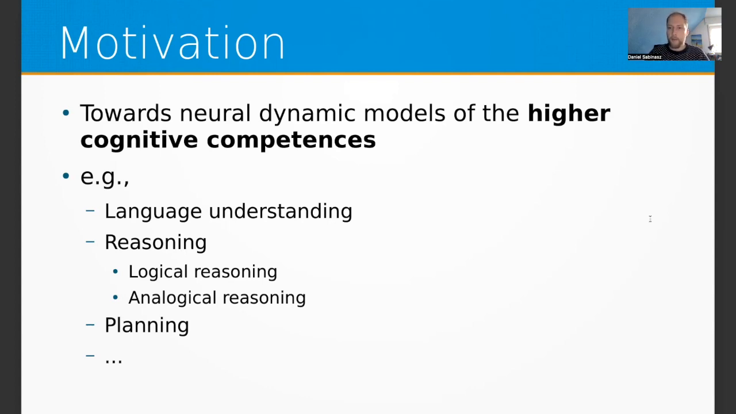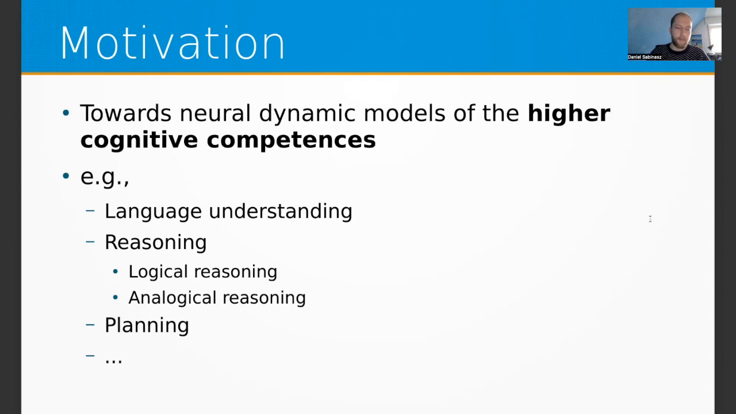And planning might also be subsumed under such a higher cognitive competence. So that would be you have a certain goal that you want to achieve, and you have to come up with a plan, a step of actions that you have to perform in order to achieve that goal.